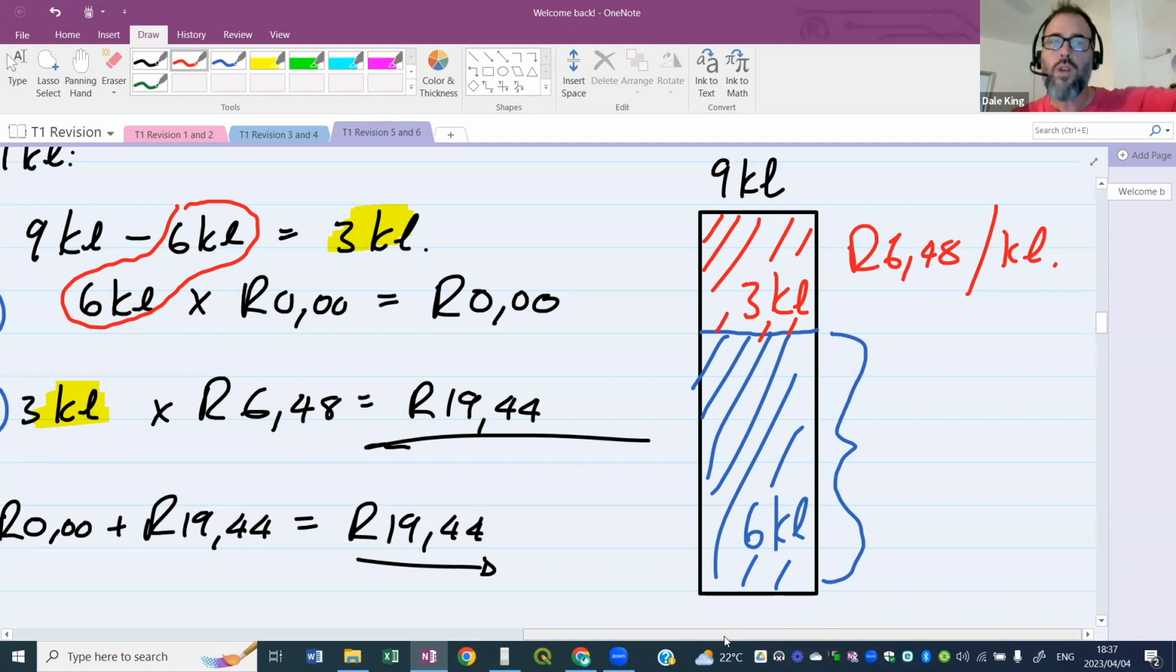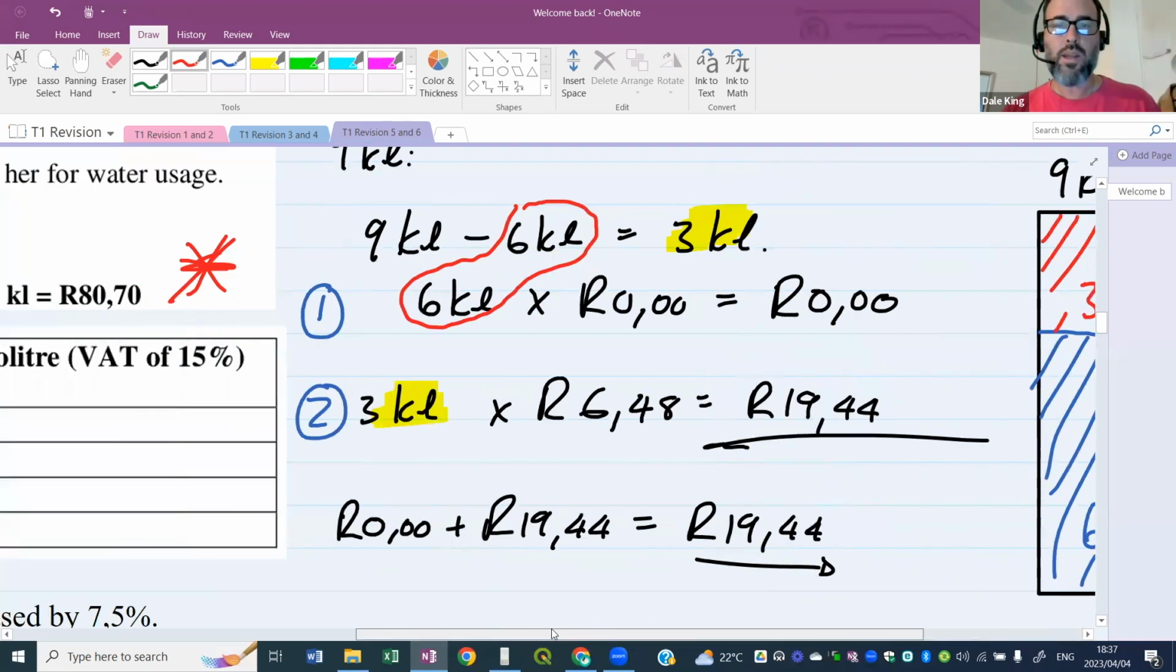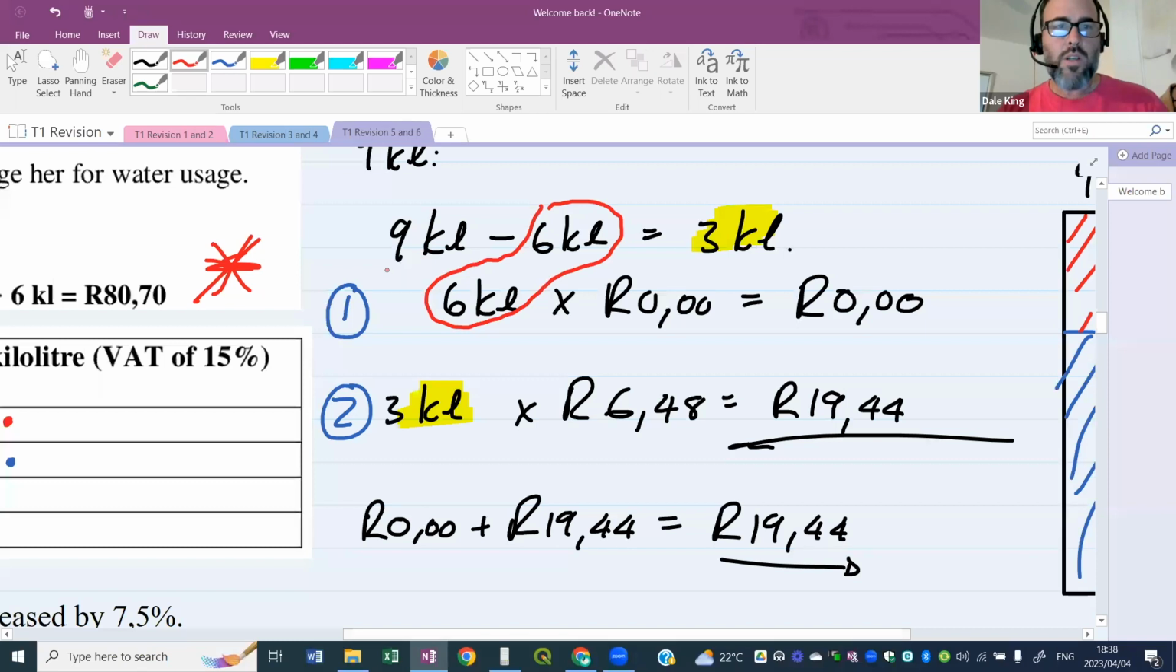But if you go over 6 kiloliters like this person has with 9, you're going to have to start paying. The first 6 are free, but after that, you're going to have to start paying. All I'm going to do for the next question is change the 9. In this question, I wrote 9 kiloliters. I'm going to change the 9 to a new number, and you guys are going to do this one.